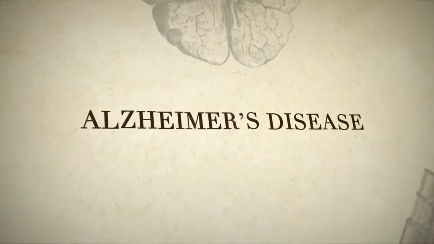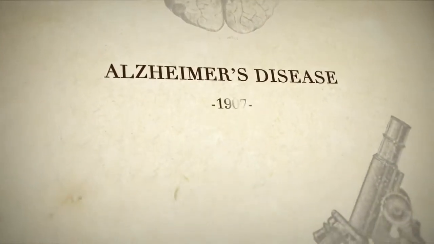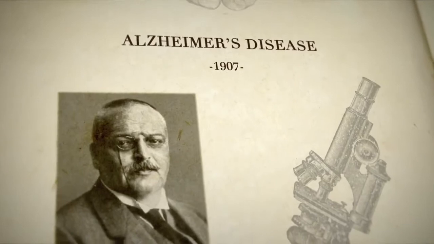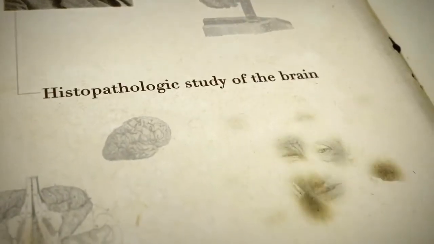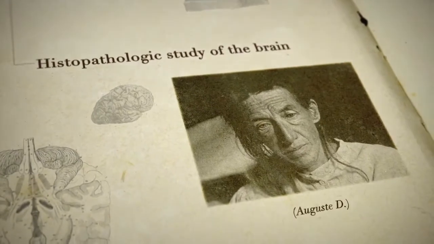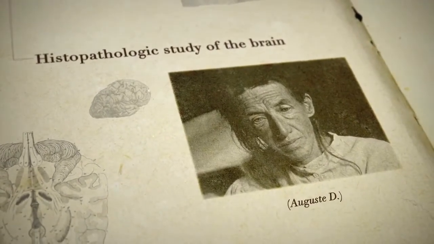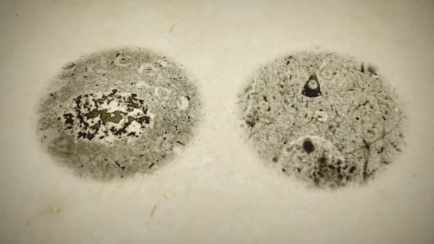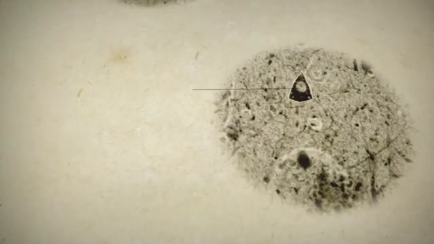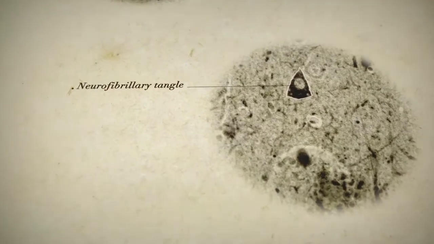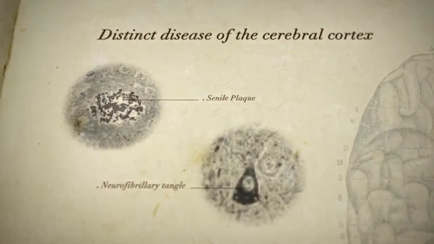Alzheimer's disease was described for the first time in 1907 by the German psychiatrist Alois Alzheimer. In performing a histopathologic study of the brain of his patient Auguste D., suffering from dementia, he brought to light the presence of two types of lesions in the brain, senile plaques and neurofibrillary tangles. He reached the conclusion of a distinct disease of the cerebral cortex.